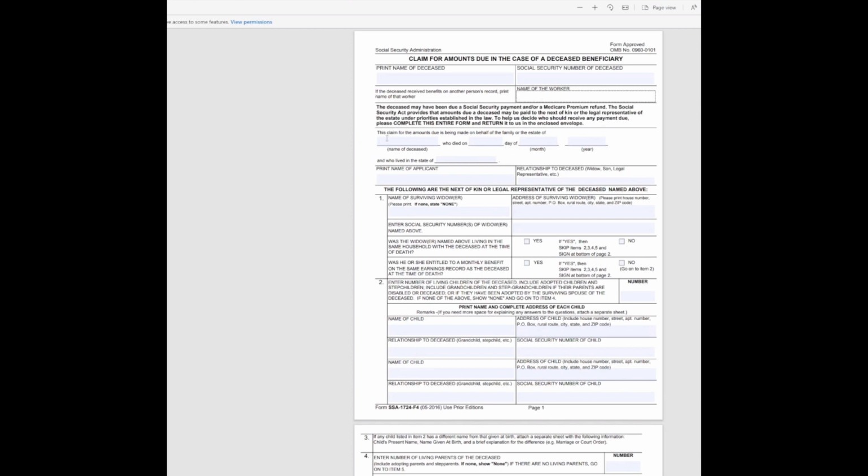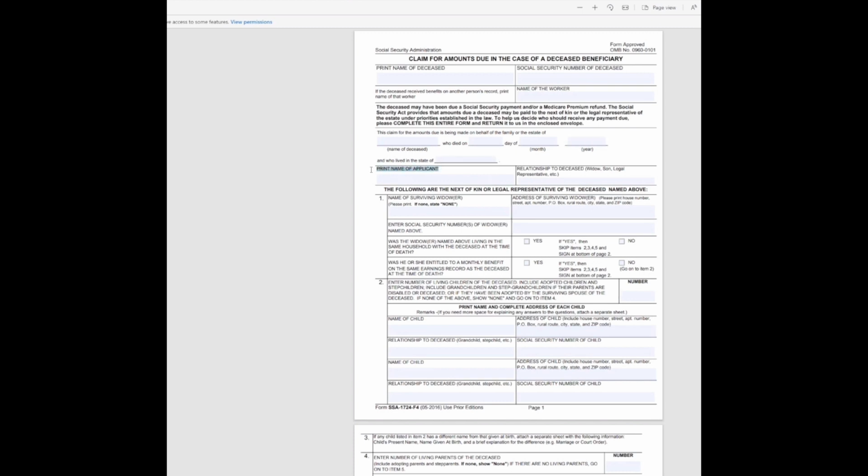All right. This claim for amounts due is being made on behalf of the family or the estate of the name of the deceased, who died on the day, the month, the year. So let's say it was January 1st, 2023. You would put 1/1/2023, who lived in the state of whatever state.